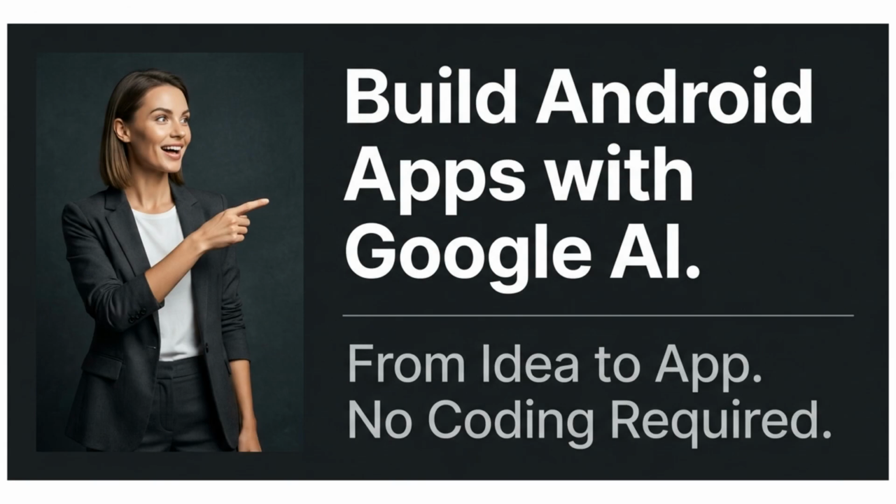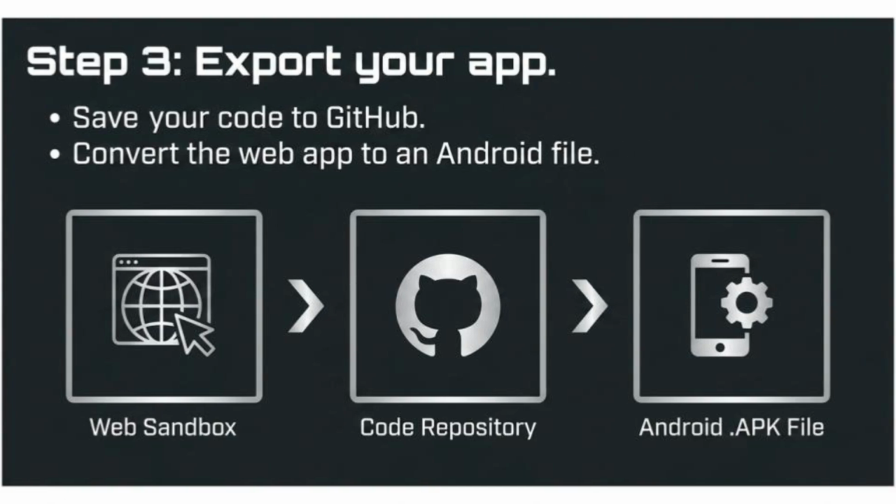Welcome to the Modern Android Development Guide, Native and AI Workflows. This video will show you how to build Android apps with Google AI, taking your idea to a working app with no coding required. This new development method is called vibe coding. You write plain English, the AI writes the code, and you get a working app.